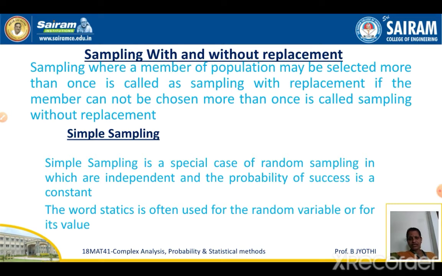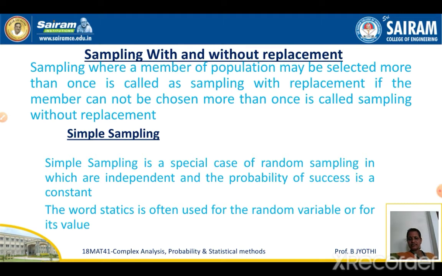Whereas if I select the 10 bulbs and send them for quality checking, and after quality checking I replace them back in the carton box so that it becomes 200 again, and now I select another 10 that may include bulbs which we have already tested, so two times it may happen to test. Sampling where a member of the population may be selected more than once is called sampling with replacement. If the member cannot be chosen more than once, it is called sampling without replacement.